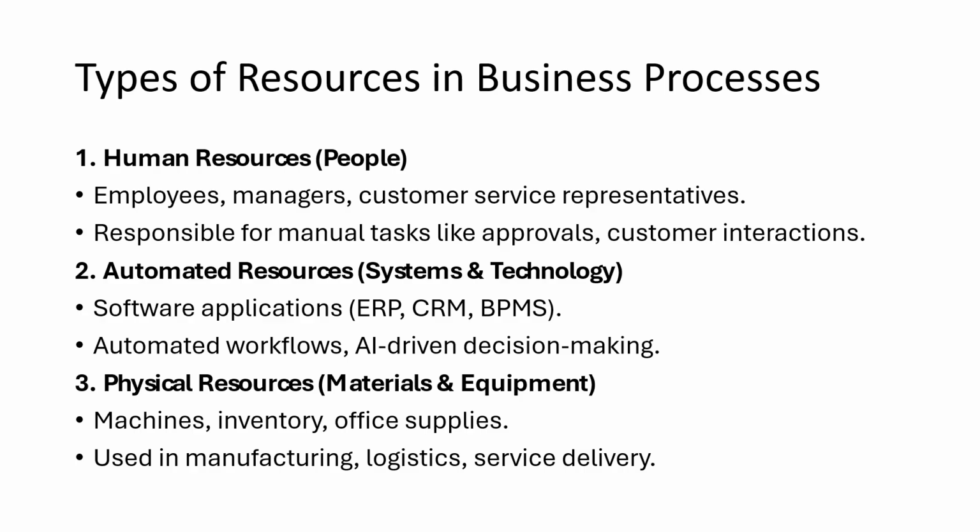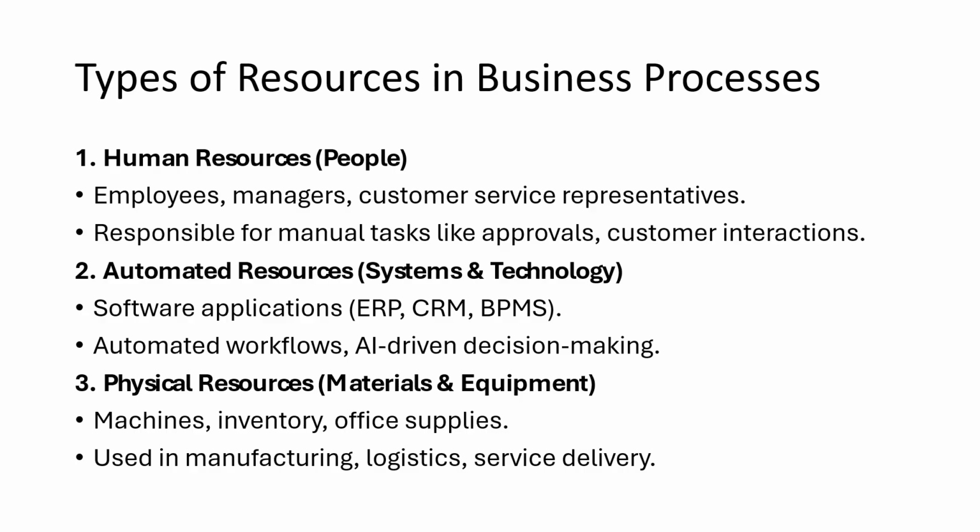Types of resources in business processes. There are different types of resources in business processes, mainly the human resource, second one automated resources, third one physical resources. Human resource or people, where employees, managers, customer service representatives will be involved, responsible for manual tasks like approval or customer interaction.